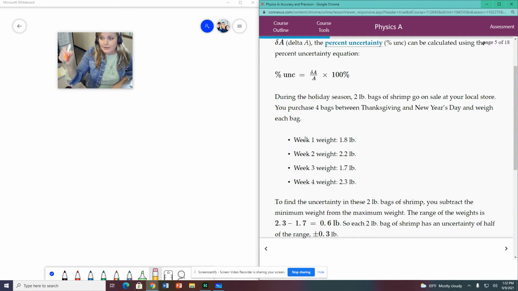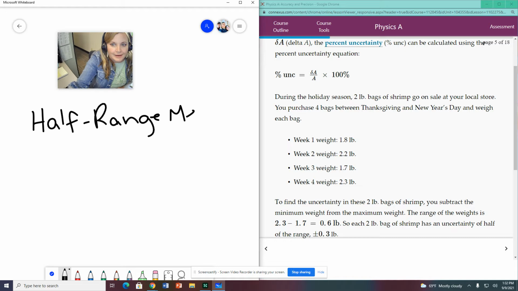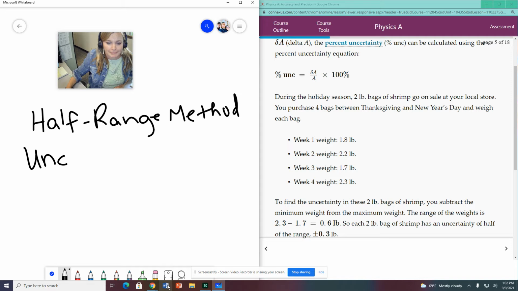So the first part is actually just calculating the uncertainty altogether. And it's using the half range method to do that. That's the method, by the way, and this is important. It's called the half range method. So to get the uncertainty, they use this symbol to represent uncertainty.